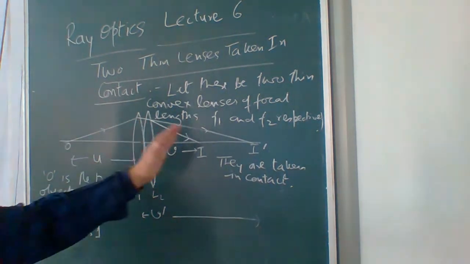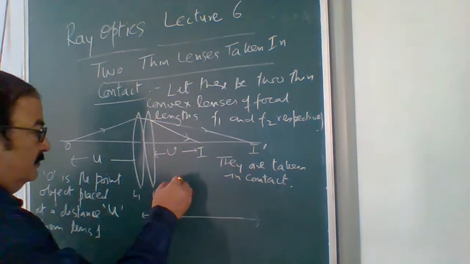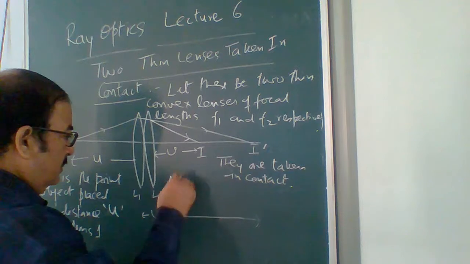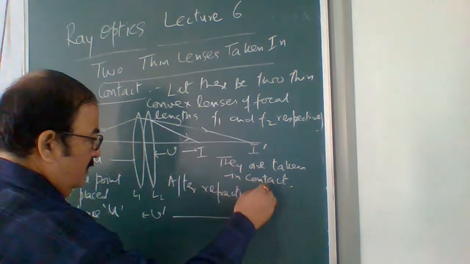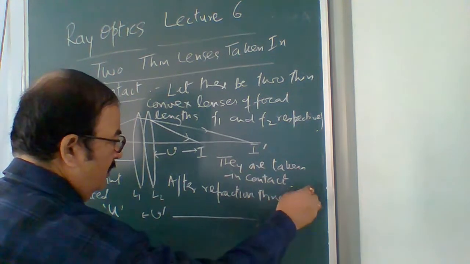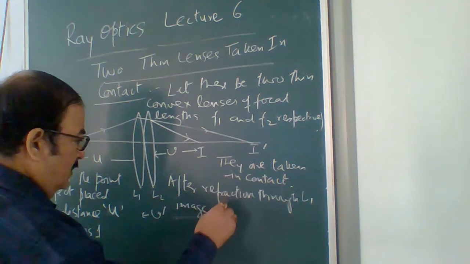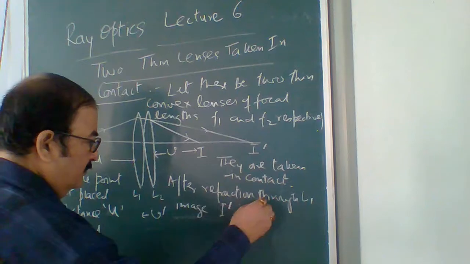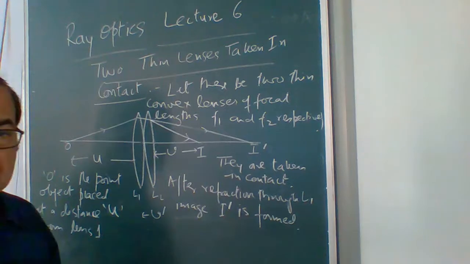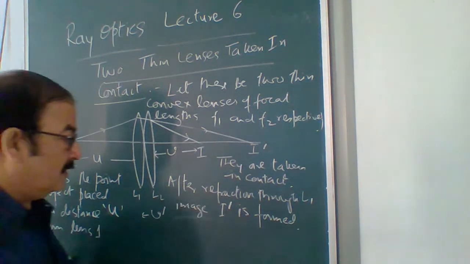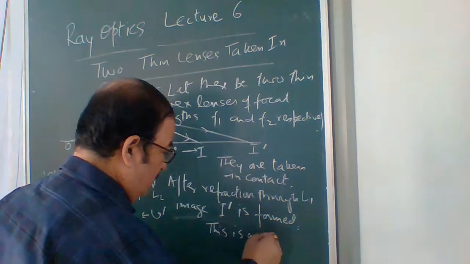Naturally, its image is obtained at I dash after refraction through L1. Image I dash is formed. Here, this I dash is a real image.